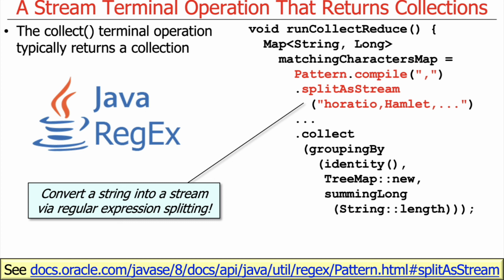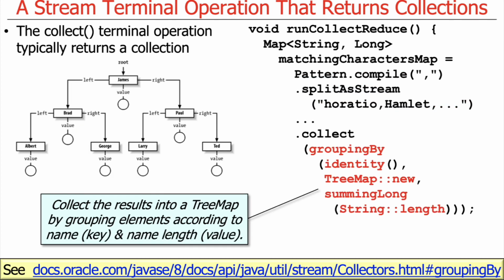And so we say Pattern.compile, comma, that creates a regular expression. And then we say splitAsStream, and we give it a string, and it will use the regular expression to split this. So it'll split the string into a stream of substrings, using comma as the splitting character. So that's a really super cool capability that was added in Java 8 and provides those capabilities in modern Java. And of course, you can collect things up into the TreeMap like we had looked at before.